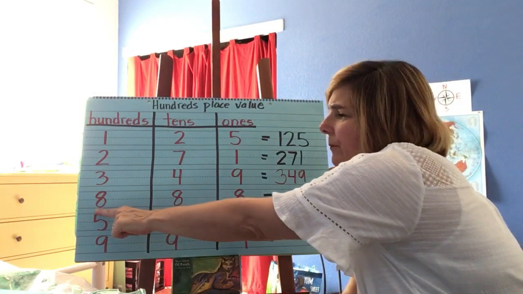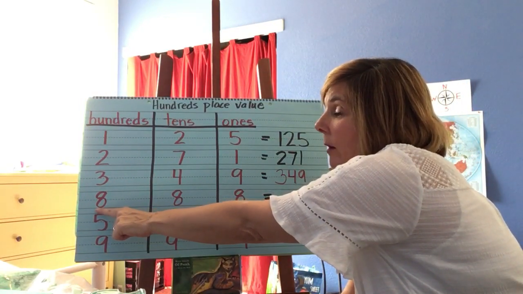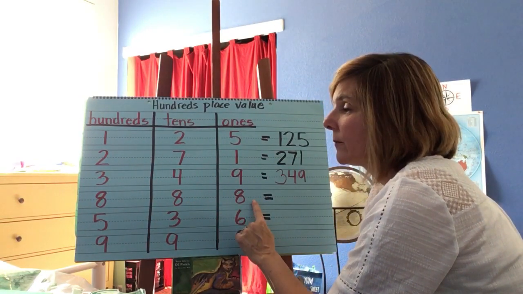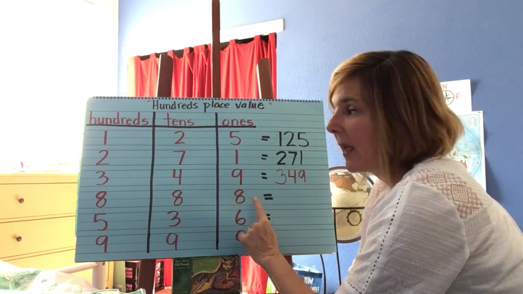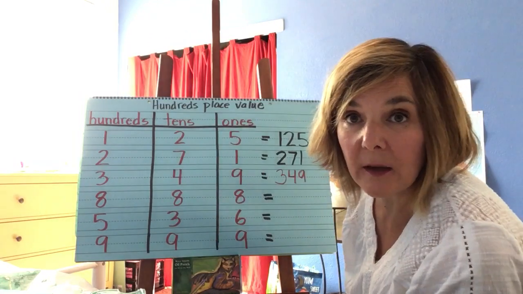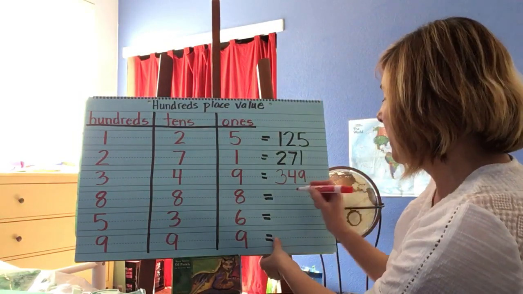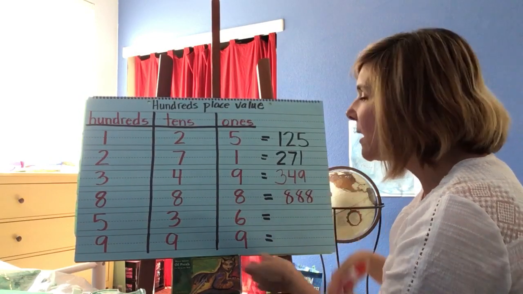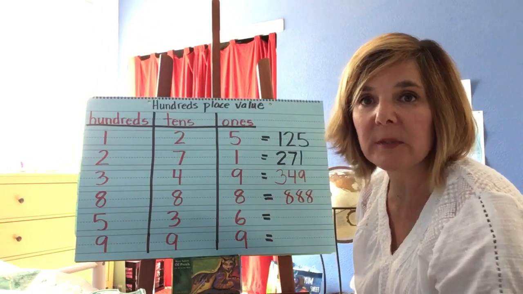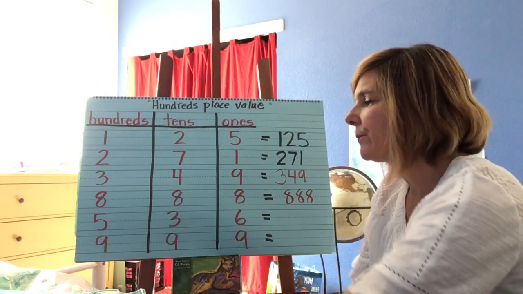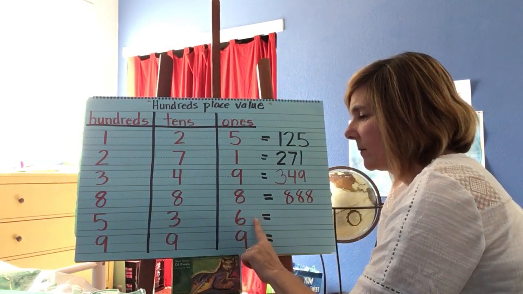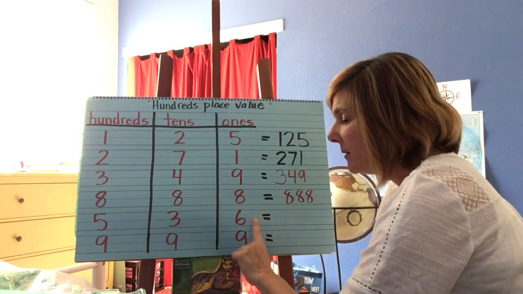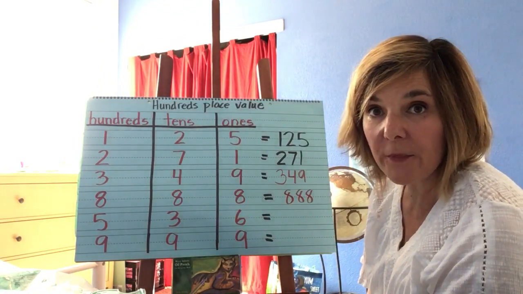Okay, let's look at the next one. 8 groups of 100 and 8 groups of 10 and 8 ones. What's that number? 888. That's not how I would say it. I would say 888. And how would I write that? I bring all the numbers together. So instead of separating them by place value, I just pull them together. Okay, can you read the next one? 5 groups of 100, 3 groups of 10, and 6 ones. 536.